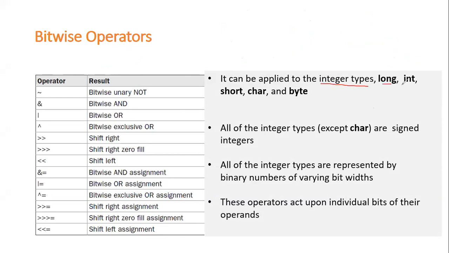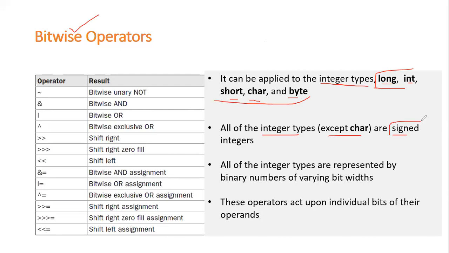What are integer types? That is long, int, short, char, and byte. On all these types, I can perform these bitwise operations. All integer types, except character, are signed integers.